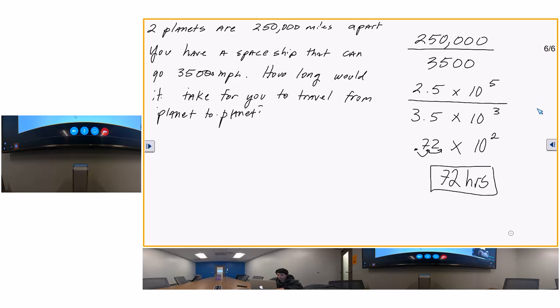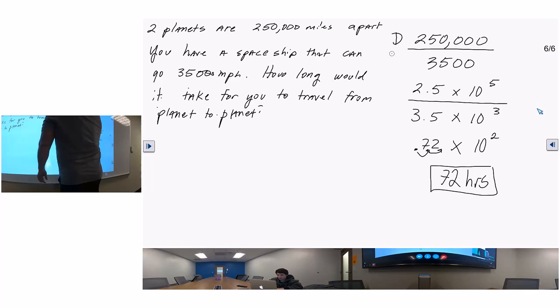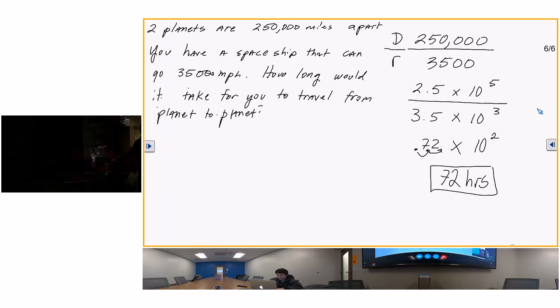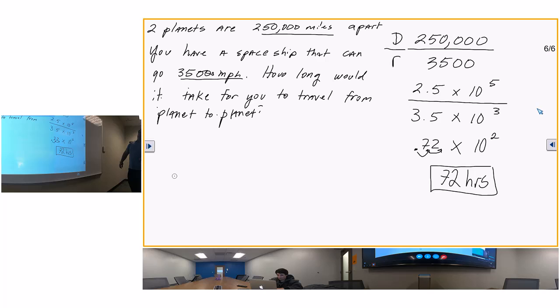This is your distance. This is your rate. And you're given time. Now, why did I turn it into 72? Why didn't I change it into scientific notation? Because what did we start with? Whole numbers or scientific notation? You started with regular notation, so you end with regular notation, unless otherwise specified by the instructions.